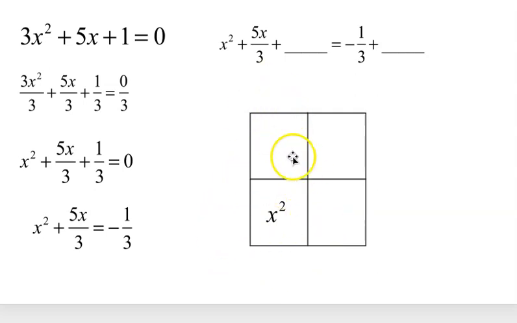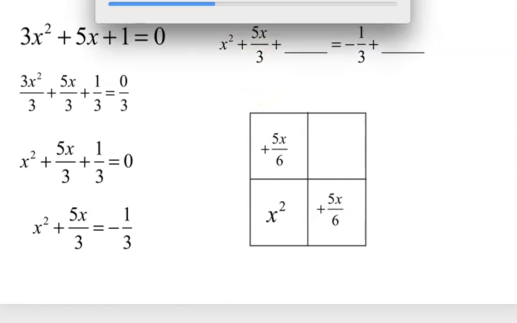5/3 x split in half to be in these 2 boxes. What's 1/2 of 5/3? That, of course, is 5/6. So 1/2 of 5x over 3 is 5x over 6. So those are the 3 boxes you need that add up to these 2 elements, x squared plus 5x over 3.